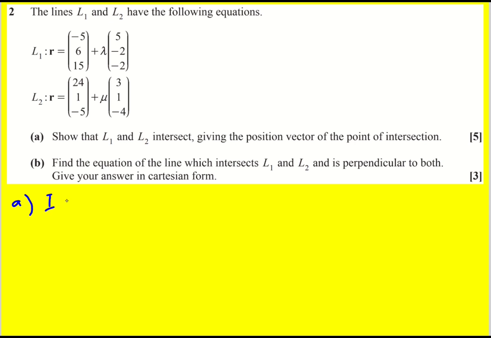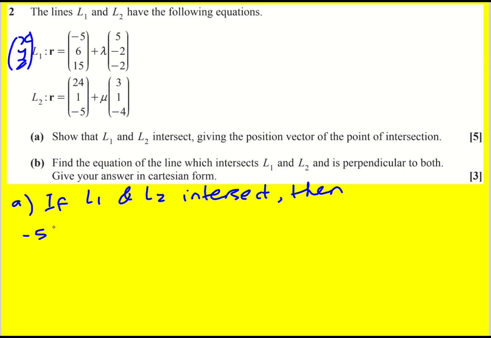We can't just assume it, but if L1 and L2 intersect, then they will give the same points where they intersect. And so we can find the position vector. We've got x, y, z here. So the x value will be -5 plus 5 lambda for the first line. Then we've got our x, y, z for the second line. That is going to have to equal 24 plus 3 mu. We can do that with all of them. Create 3 equations with 2 unknowns, actually.